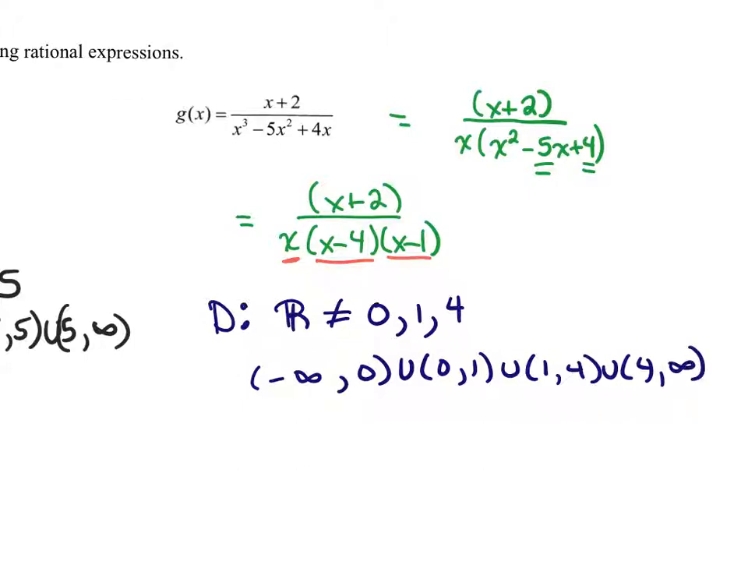So basically, any number is fine to plug into that function, except for those three numbers. Now you notice that the numerator was x plus 2, and I could put in negative 2 there to make that 0, but that's the numerator, so that does not matter for the domain. Only the denominator is really what matters.